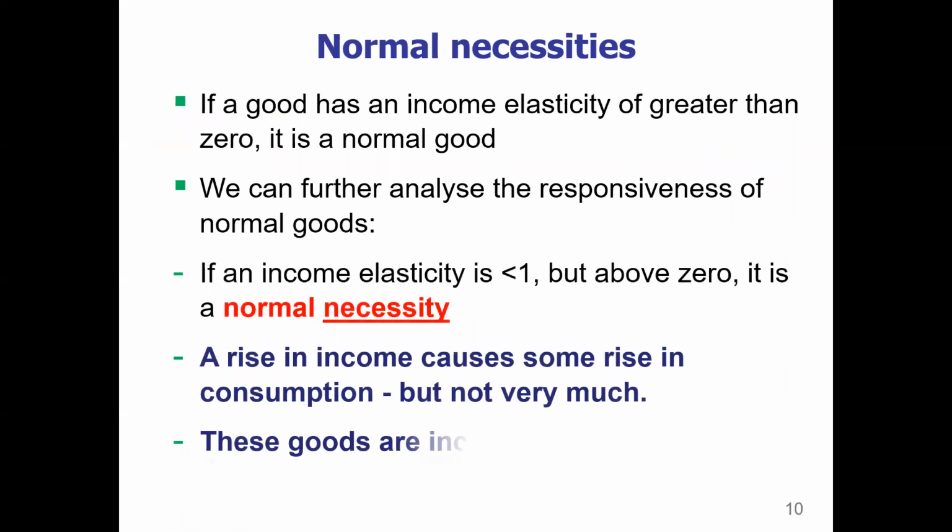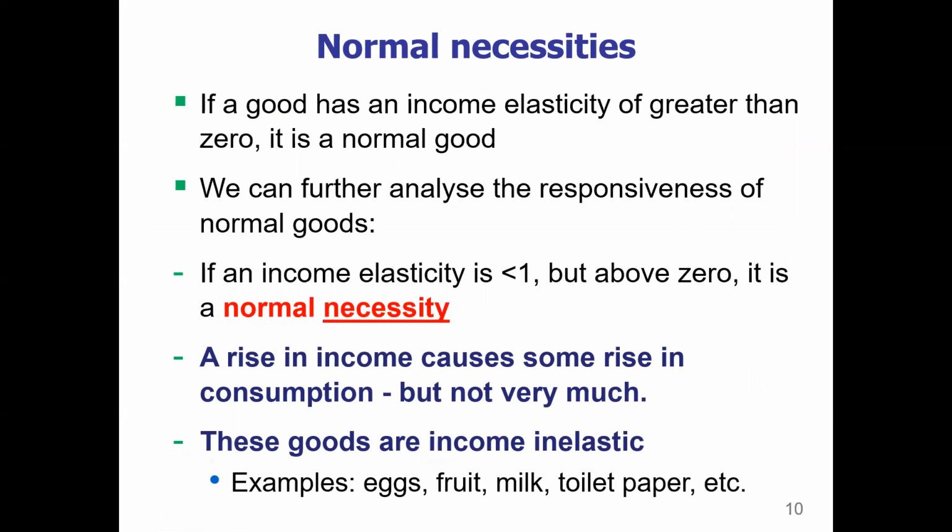So normal necessities are between 0 and 1. An increase in income causes some increase in consumption, but not very much. So examples could be necessities in the house: shampoo, toilet paper, soap, water, maybe milk, tea bags.